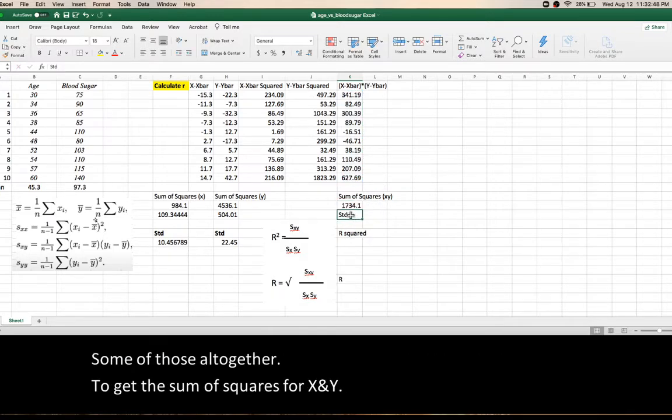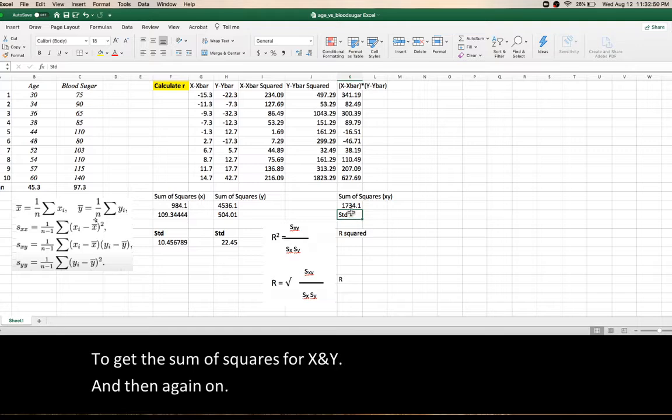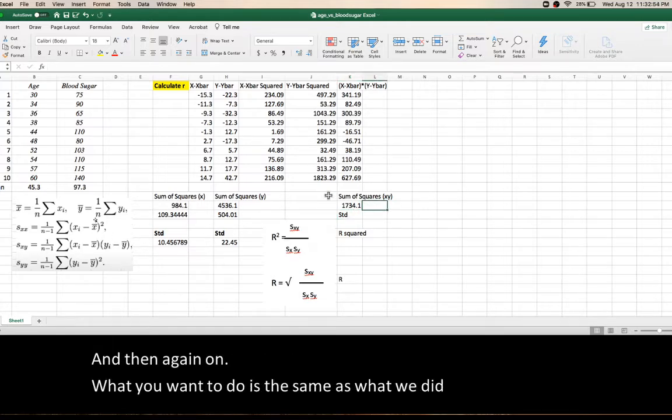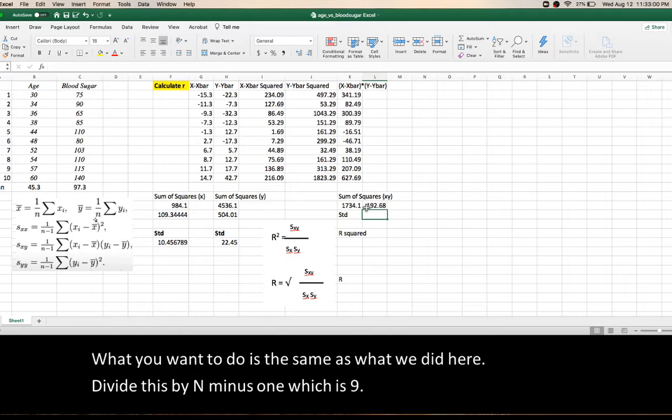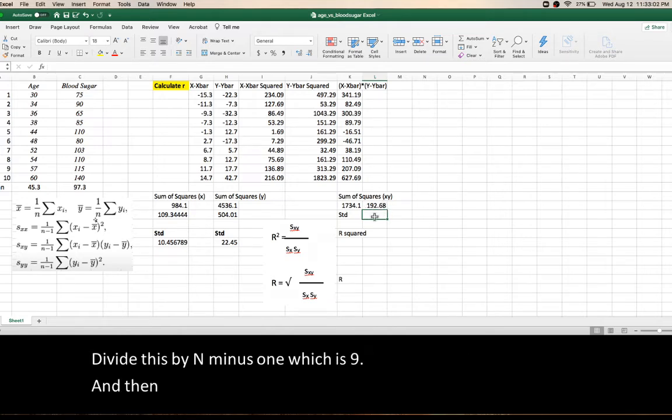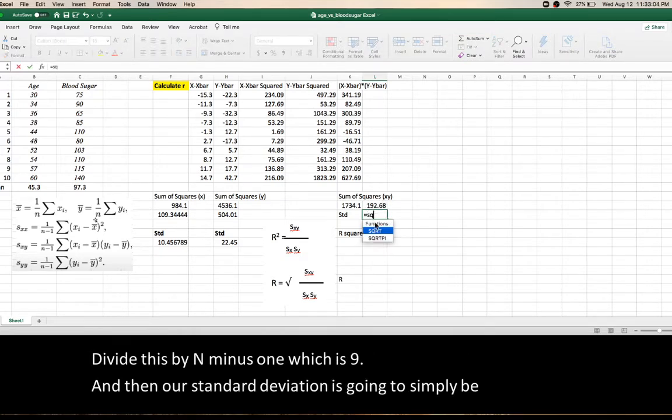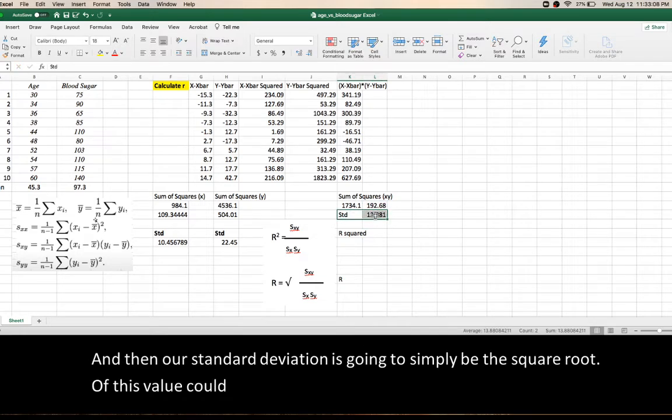And then again, what you want to do is the same as what we did here. Divide this by n minus 1, which is 9. And then our standard deviation is going to simply be the square root of this value. Hit enter. So this is our standard deviation for x, y.